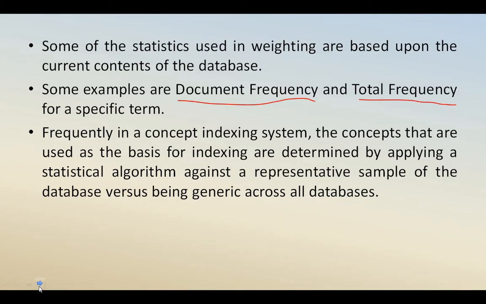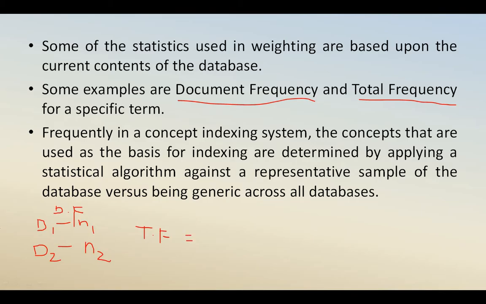In a particular document, how many times that item exists is the document frequency. Suppose in document 1 this item exists n1 times, and in document 2 it exists n2 times. So this feature is called the document frequency. In document 1 it exists n1 times, and in document 2 it exists n2 times.